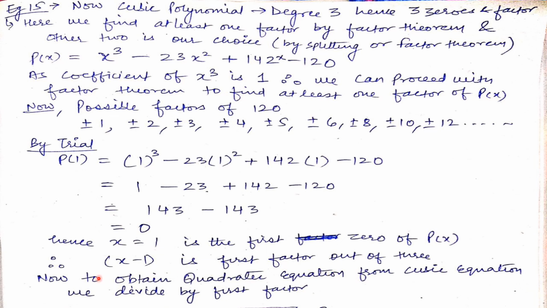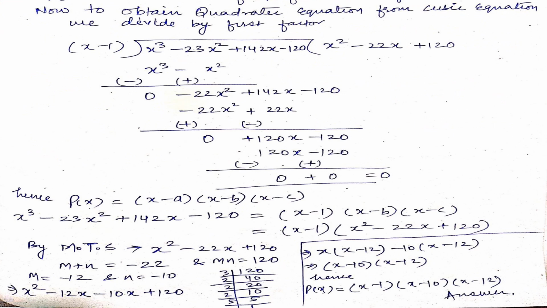Now we have to use this factor that we have obtained to convert this cubic equation into a quadratic equation. Yes, let's see how. To obtain a quadratic equation from cubic, we divide by the first factor. Very easy. Let's see. The first factor that we have obtained, we will divide this polynomial by this factor. By dividing, you will simply get 0. This will be your quotient.